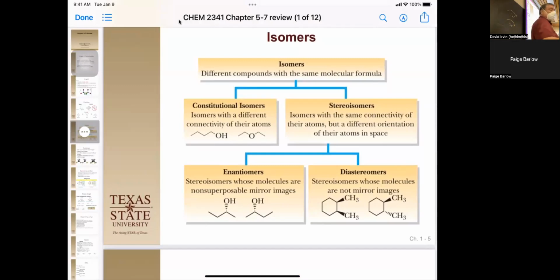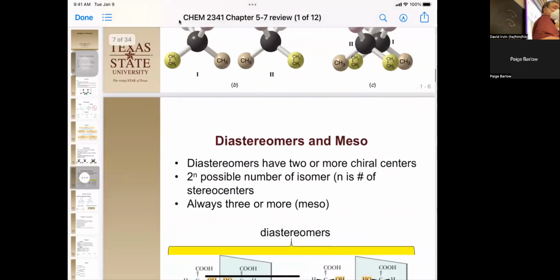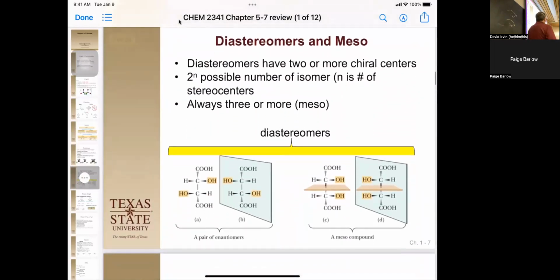Let me define a little bit more about that. Enantiomers, non-superimposable, always come in pairs, must have 4 different groups. And if it doesn't have 4 different groups, it's an achiral molecule. So what about diastereomers? Diastereomers have 2 or more chiral centers, making 2 to the n possible isomers. That means there's always 3 or more.